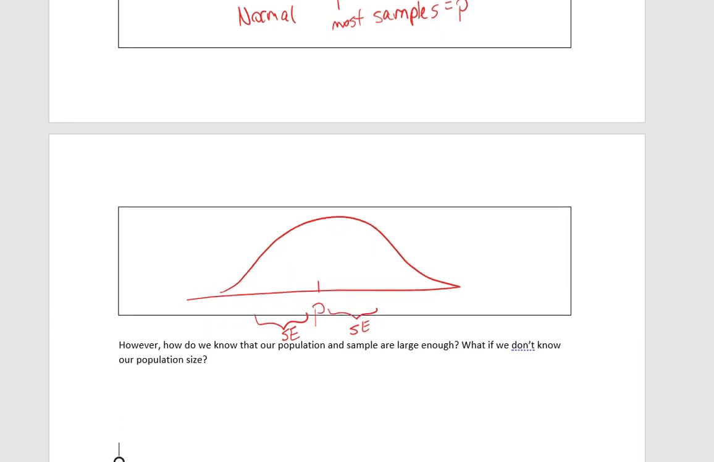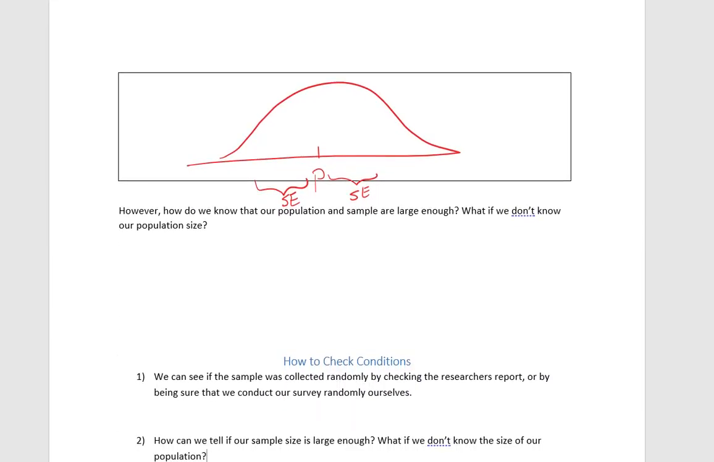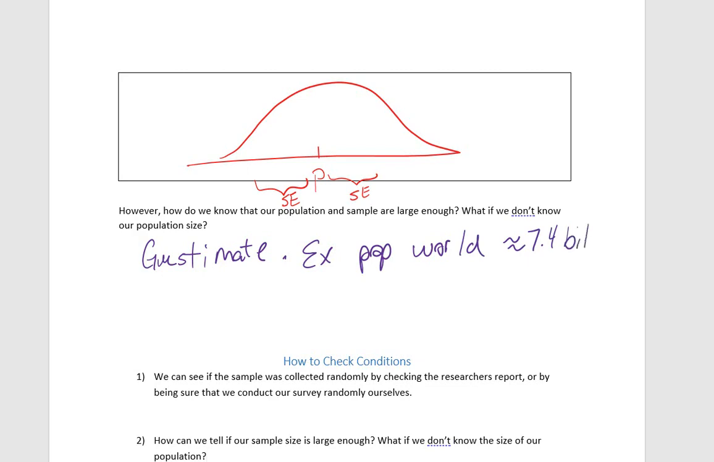Now, typically, we don't know if our population is large enough, but we do know if our sample is large enough. If you don't know the exact sample size, you can just guesstimate. So, gosh, is guesstimate even a word? Guesstimate. So, for example, the population of the world is roughly 7.4 billion. So that's enough. I don't have to know the exact population size. I just need to know it's pretty big.